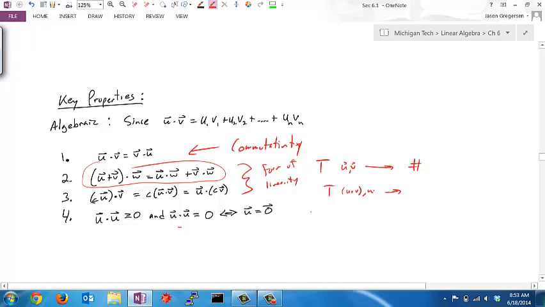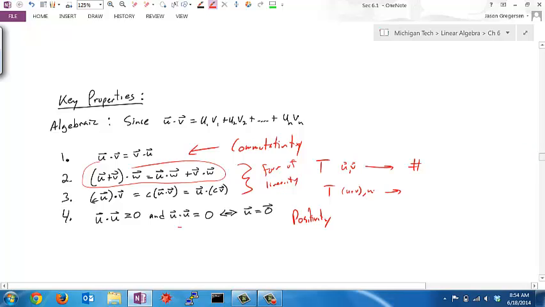And then the last one we're going to call positivity. It says that u dot u is greater than or equal to 0, and u dot u is equal to 0 if and only if u is equal to the 0 vector. All right, we can't take the dot product of a vector times itself and get a negative value. And if we get 0, that means the vector was 0.